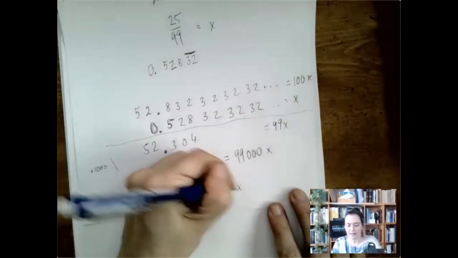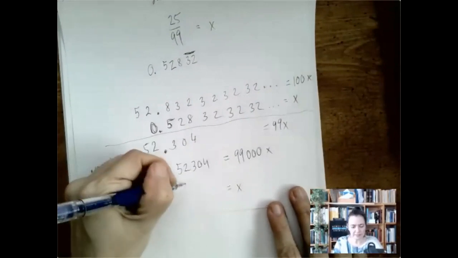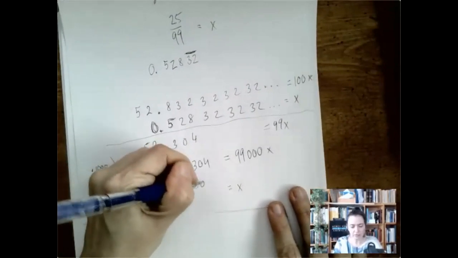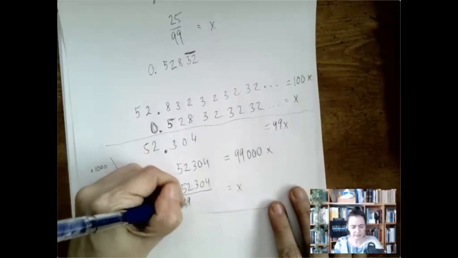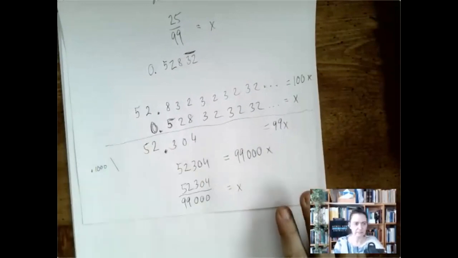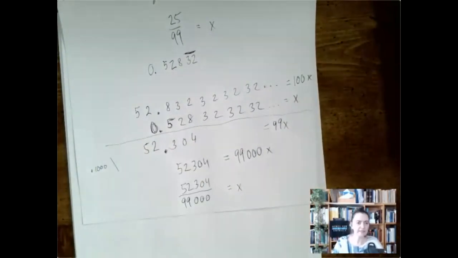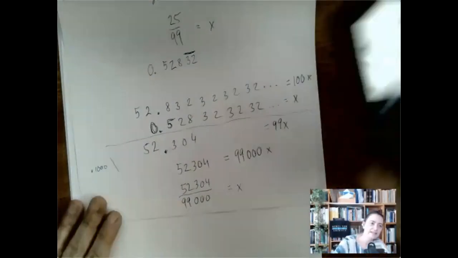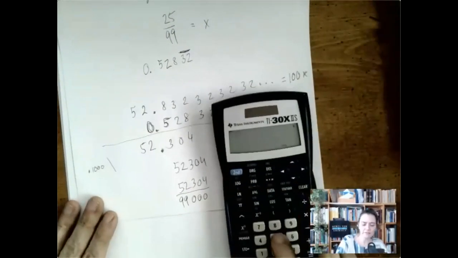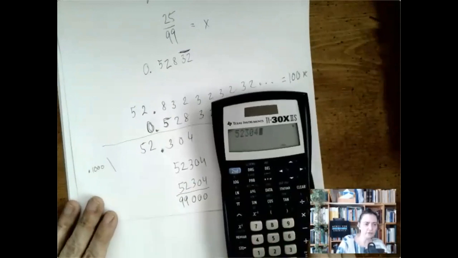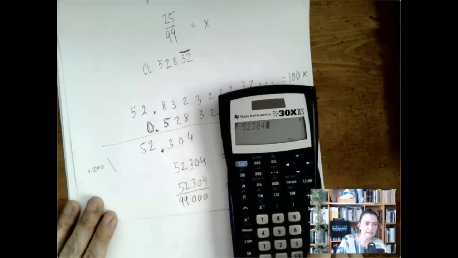And then remember, I told you, you don't have to worry about simplifying. This could take an afternoon. No one really cares. Yeah, they're both divisible by 2, but remember, the goal was to prove that it's rational. Well, the numerator is an integer, the denominator is an integer, done. Well, let's see if it works. 52,304 divided by 99,000.